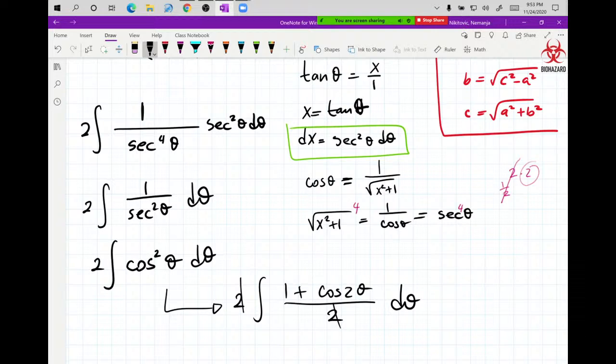Again, useful in some cases, but it depends on how well you know your trig.